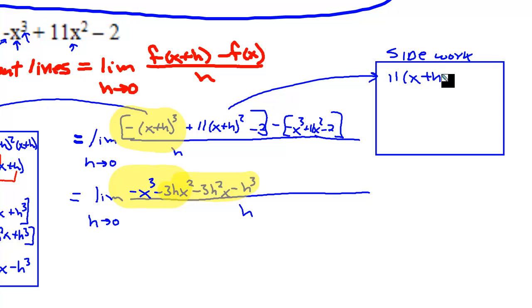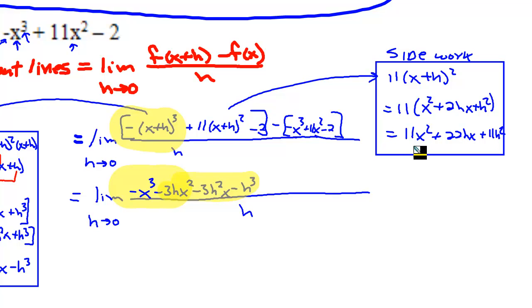11 times the sum of x and h squared. It's going to equal 11 times x squared plus 2hx plus h squared, which is 11x squared plus 22hx plus 11h squared. And that is going here next.